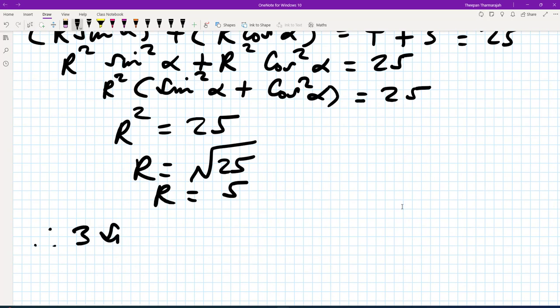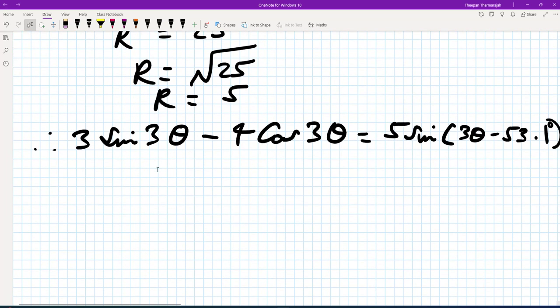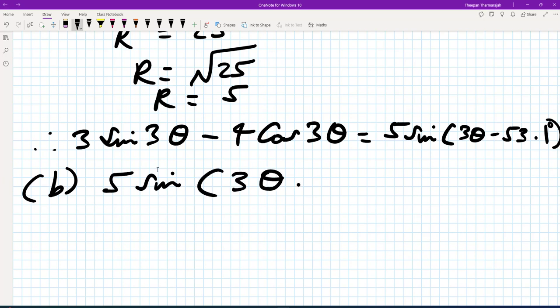So therefore, we could write that 3 sine 3 theta minus 4 cos 3 theta is exactly the same as 5 sine(3 theta minus 53.1 degrees). So for part B, it states to find the minimum value of this. So we've got 5 sine(3 theta minus 53.1 degrees).